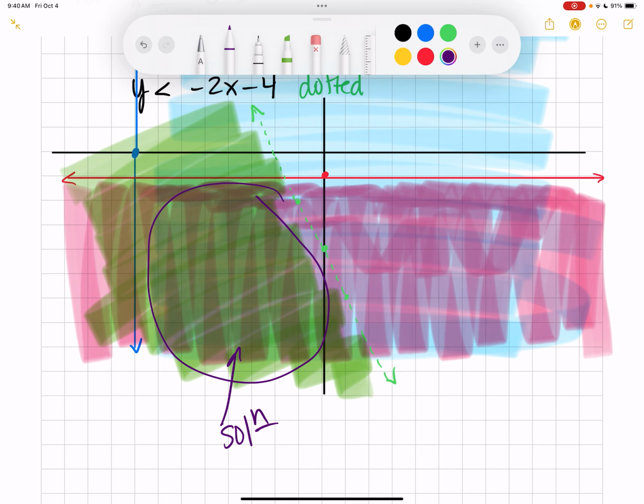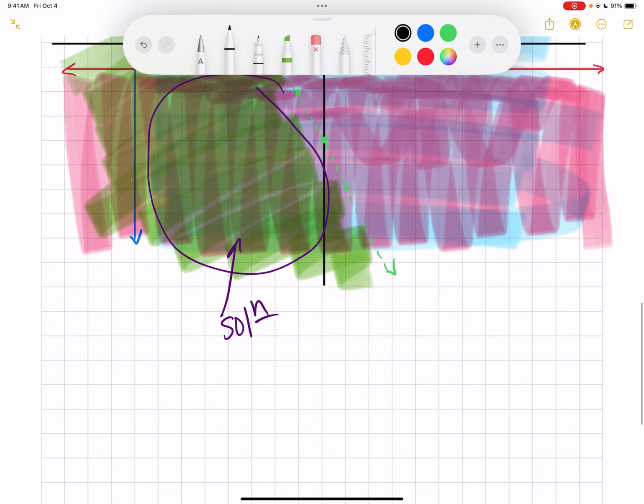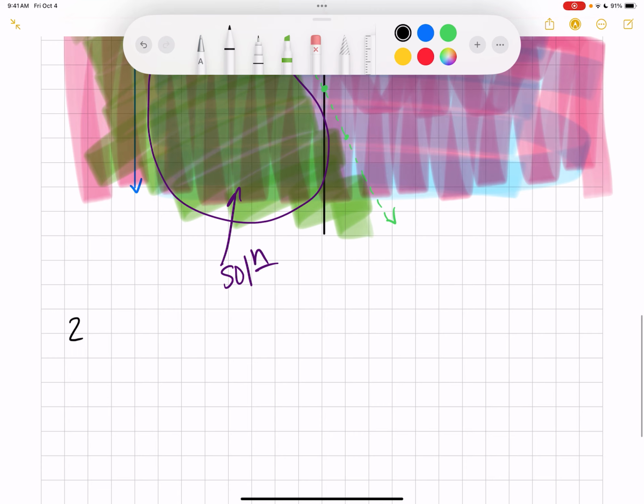My green dotted line's a little hard to see there. My dotted line is green too. What a coincidence. Good job, fantastic. I'm so proud of you. Such a good class. All right, very last one. Yay. 24.